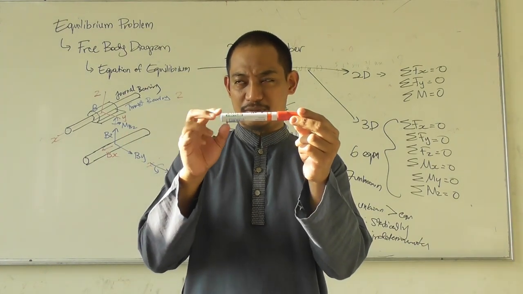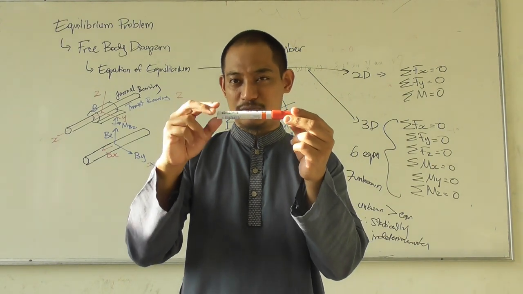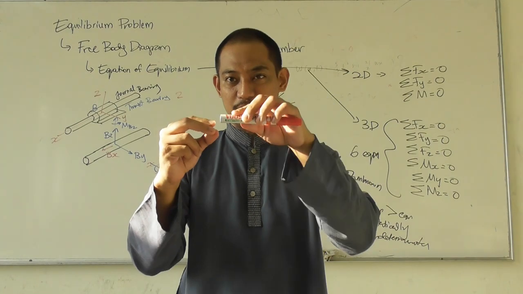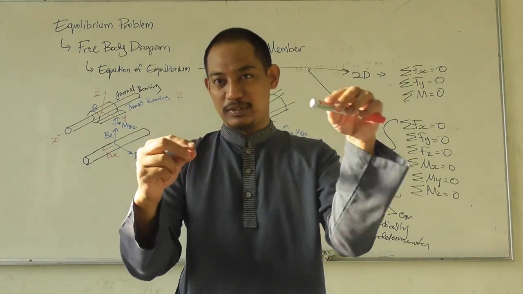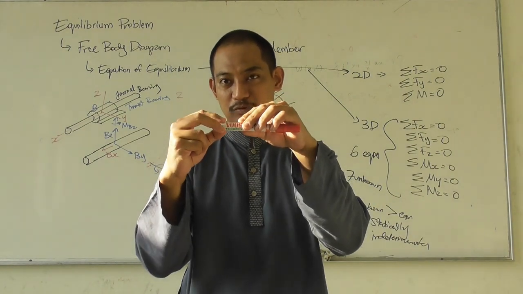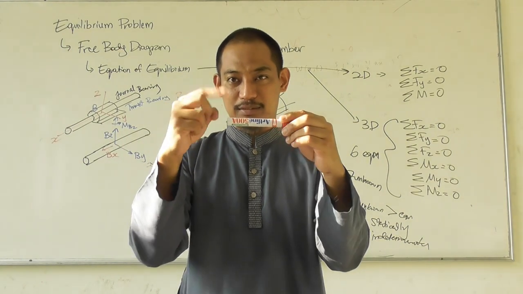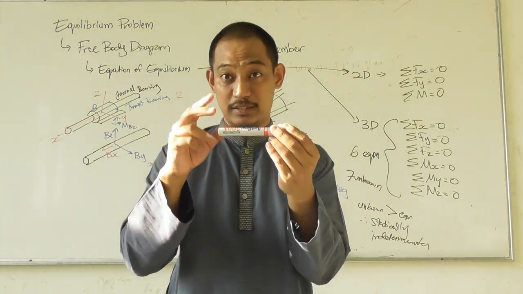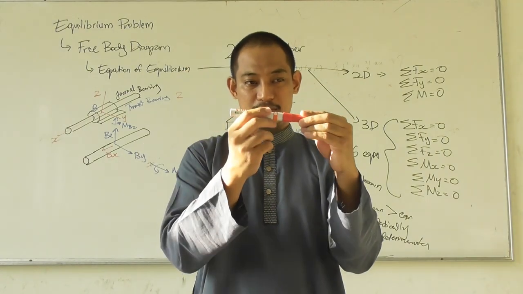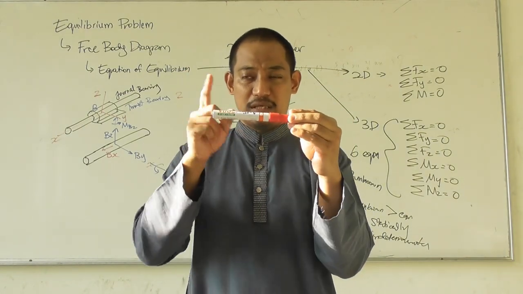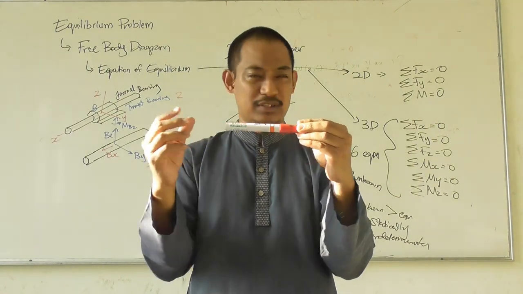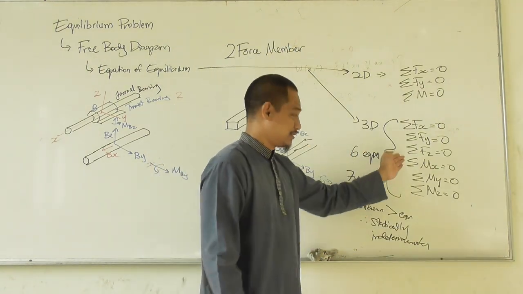If you understand ball and socket, you should be able to tell straight away. Ball and socket prevents this movement, and this movement. You cannot move anywhere, so you have X, Y, Z. But it allows all rotation, so there's no moment reaction there. Similarly here, X, Y, Z. If you count, the number of unknowns is 6, 3 here and 3 here. So it seems okay: 6 unknowns, 6 equations.